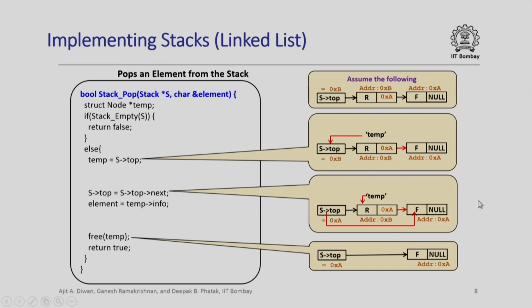So this might appear slightly contrived. Let us just go over the actual mechanism. I still use a temp, which is merely a placeholder really. It is initially made to point to S top because it is pointing to R. S top now is made to point to F. This is the element which is to be popped off. So temp info R is returned as the element, and temp is freed, which eliminates this element from the stack.